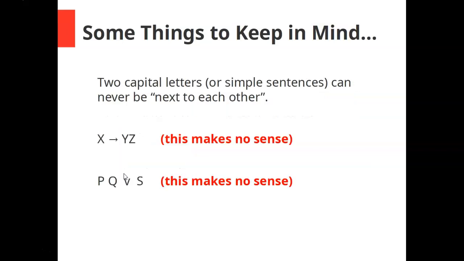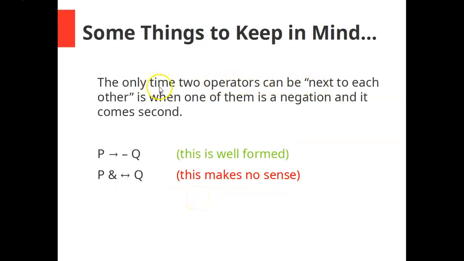When you're translating, two capital letters or simple sentences can never be, quote unquote, next to each other. So if X, then YZ, that makes no sense. PQ or S, that makes no sense. Two simple sentences can never be together or touching. The only time two operators can be next to each other is when one of them is a negation and it comes second. So if I wanted to represent if P, then not Q, I could do it this way. That makes perfect sense. This is well formed. But P, conjunction, biconditional Q, this makes no sense. This is meaningless. So again, the only time two operators can be next to each other is when one of them is a negation and it has to come second.